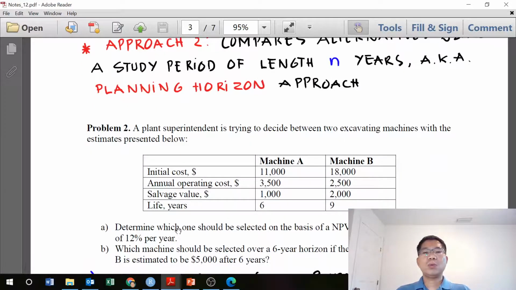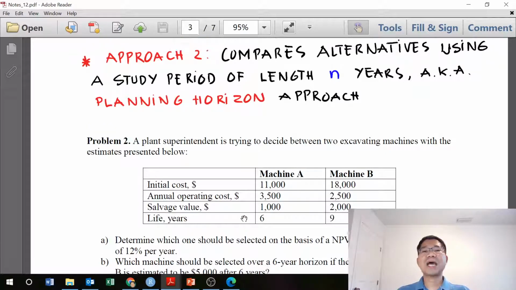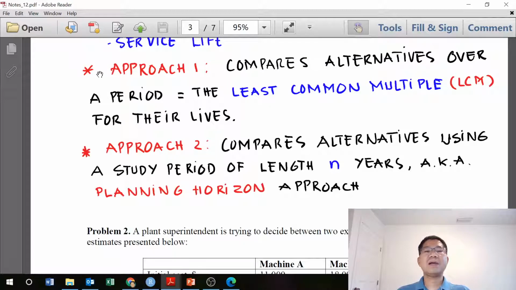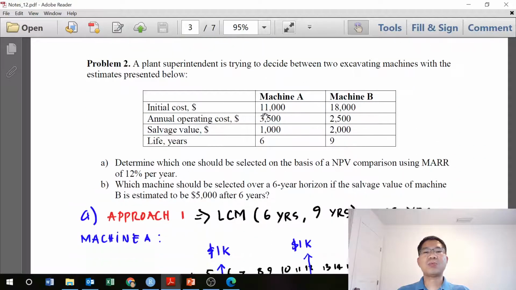Which one should be selected? They don't say anything about the planning horizon, so automatically apply approach number 1: the least common multiple. So that's what we have in here.